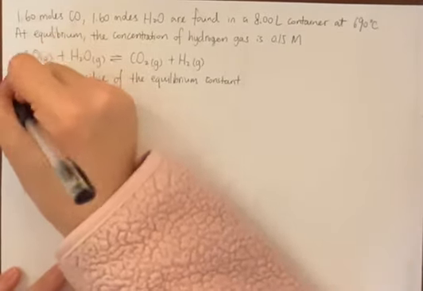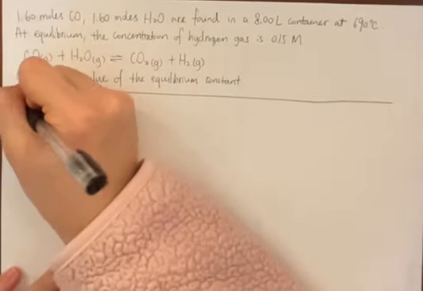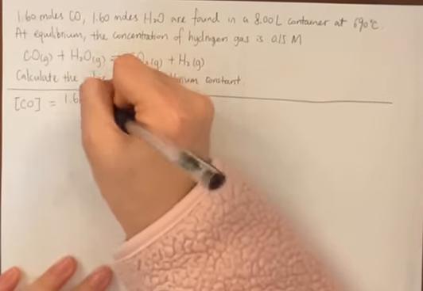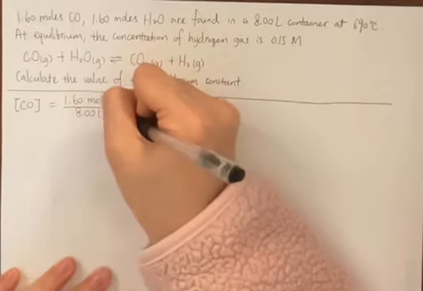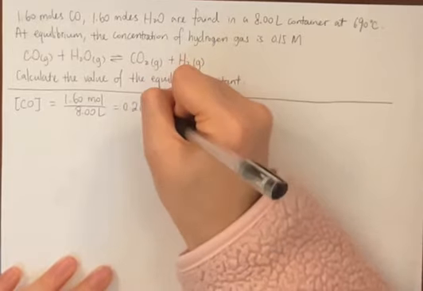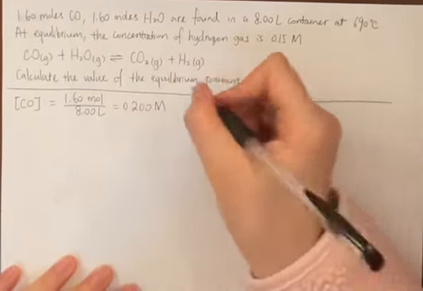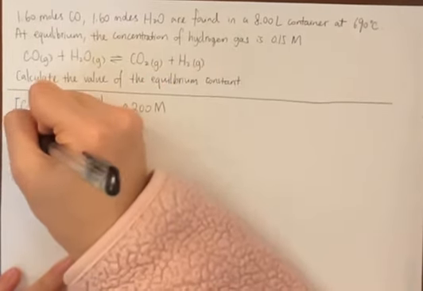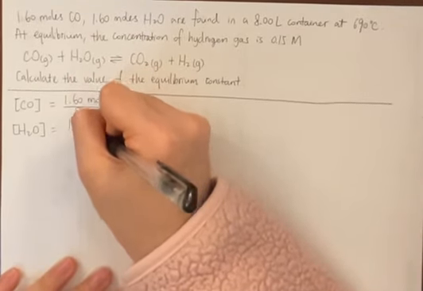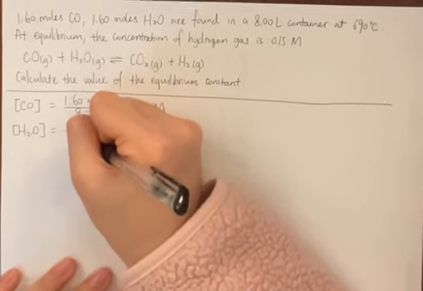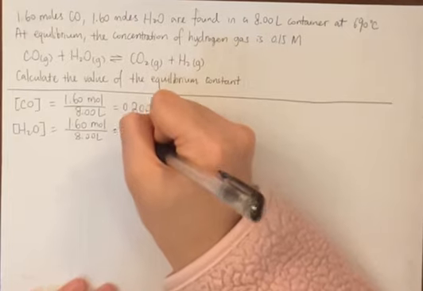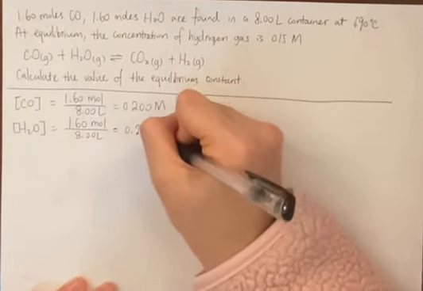So let's just solve it. The concentration of CO will be 1.60 moles divided by 8.00 liters, which gives us 0.2, and there are 3 sig figs, so it's 0.200 moles. Same thing, let's calculate the H2O concentration. 1.60 moles. They're actually the same thing, right? But just to be detailed, I'll show you all of the steps that will be used.